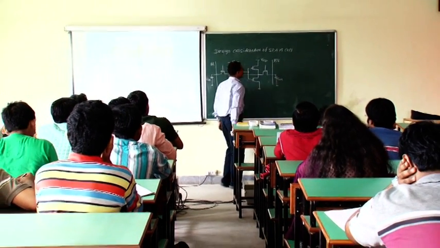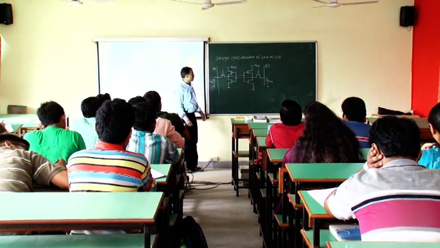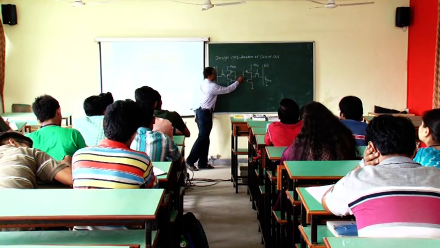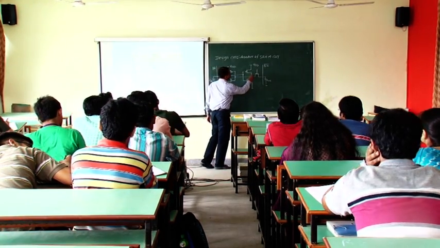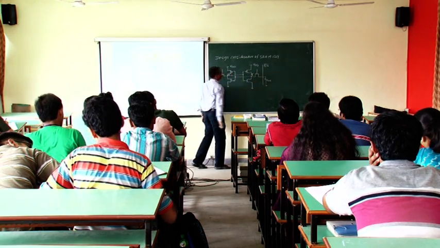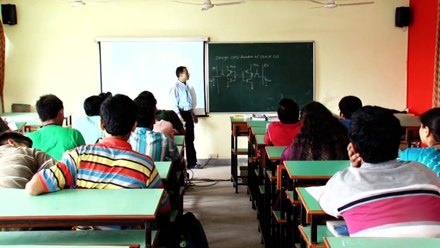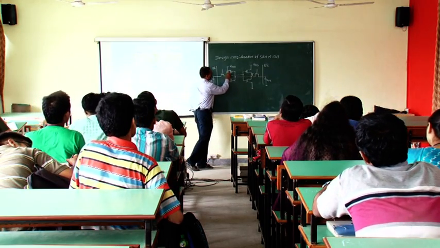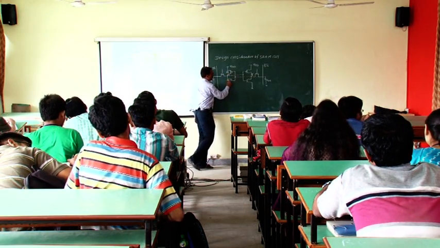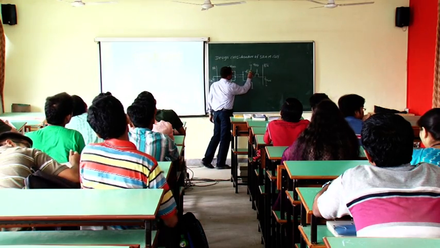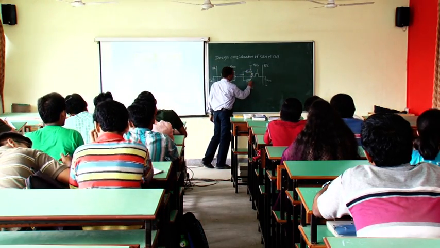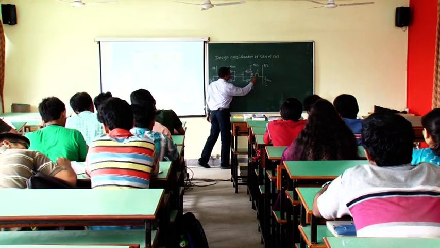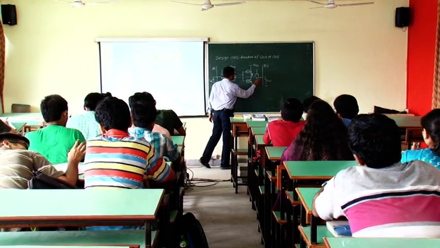Complement of information is available on this one. Now consider this is Q and complement will be available here, that is Q bar. Again M1, M2, this is M3, M4, this transistor is M5, this transistor is M6.